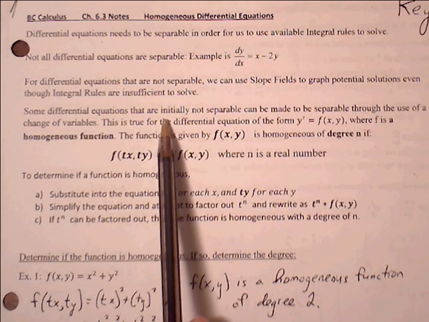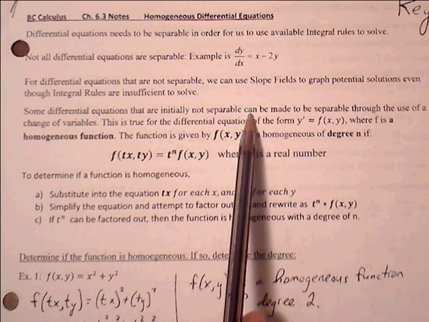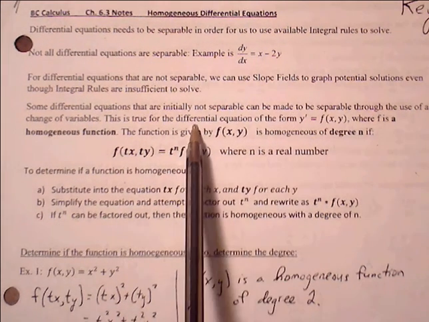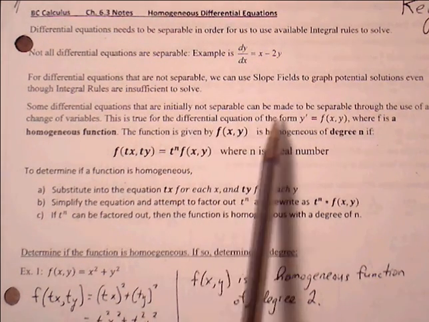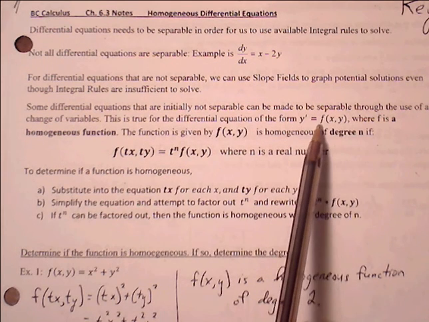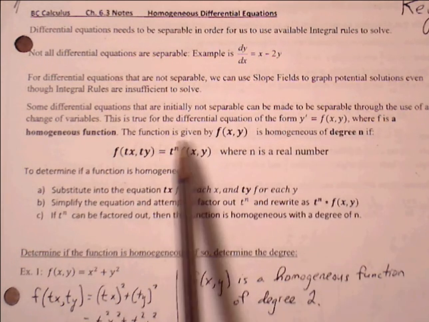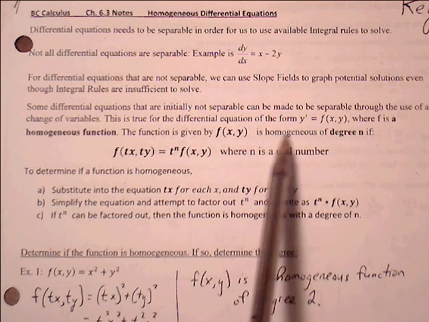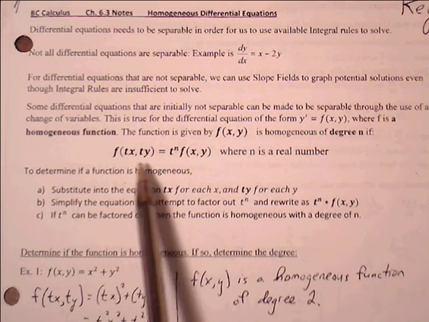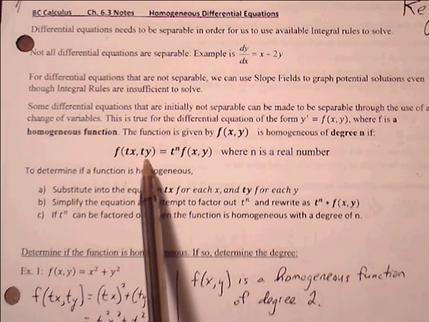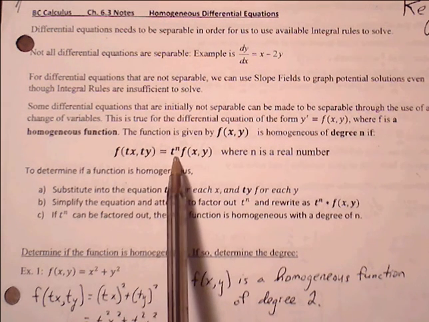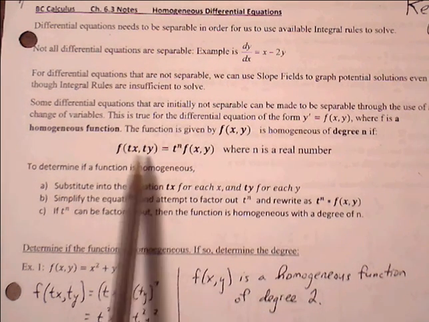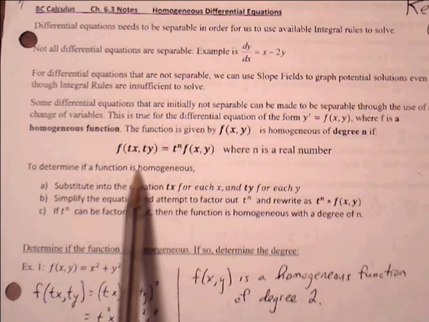Some differential equations that are initially not separable can be made to be separable through the use of change of variables. That is true for differential equations in the form of y prime is equal to f of xy, where f is a homogeneous function. So the function is given by f of xy. It's homogeneous of degree n if we're able to factor out t^n from the function, where n is a real number. So let me just go through the steps here.